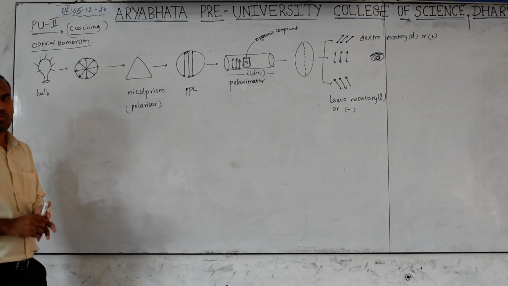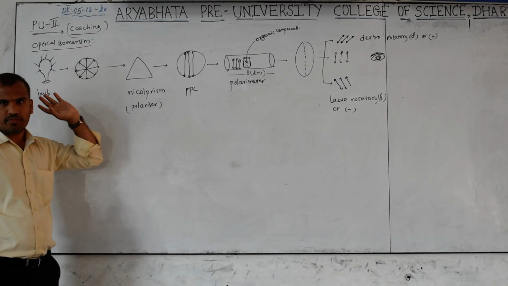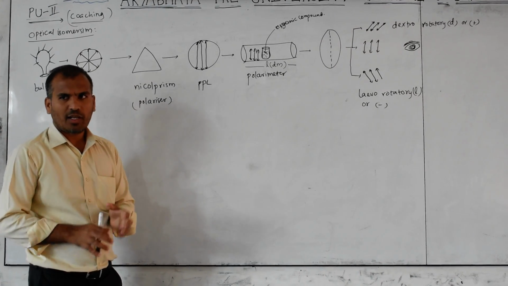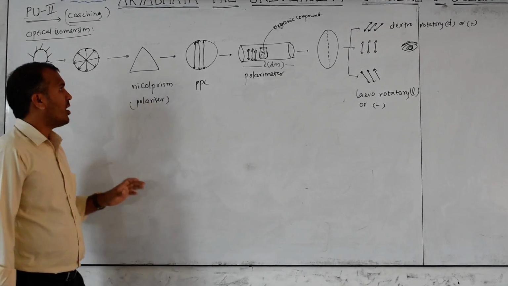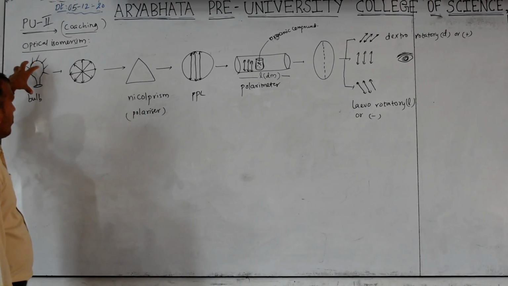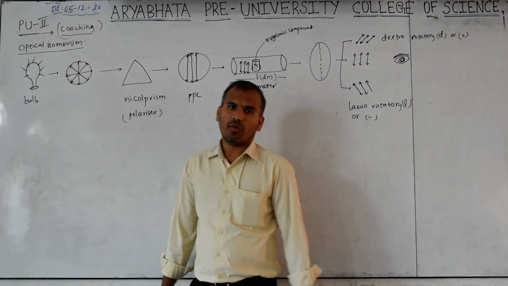In the previous class, I completed geometrical isomerism. Now, optical isomerism. Why do we have to discuss optical isomerism? I gave a little bit of introduction. Now, this is a setup for observing the optical activity of any organic compound.